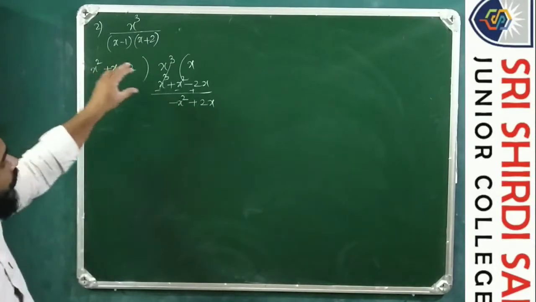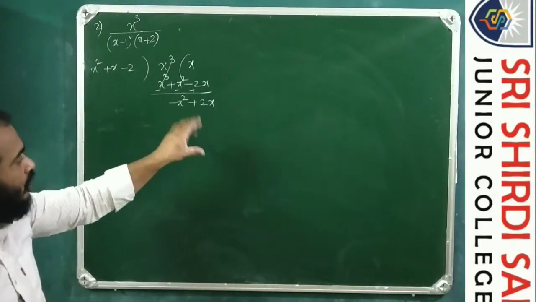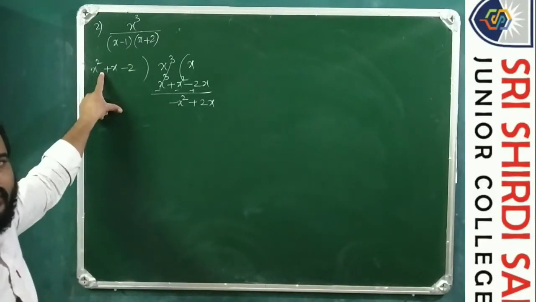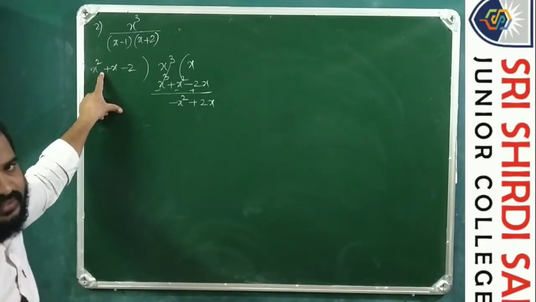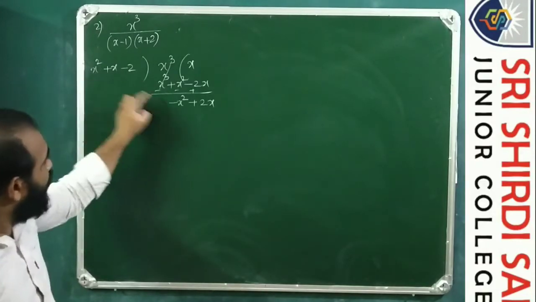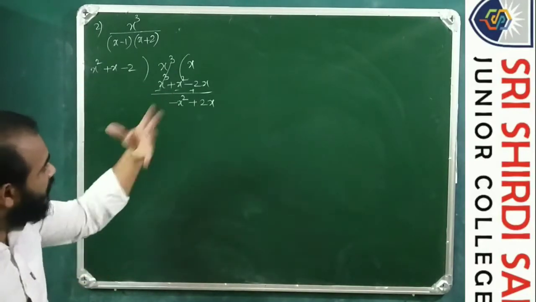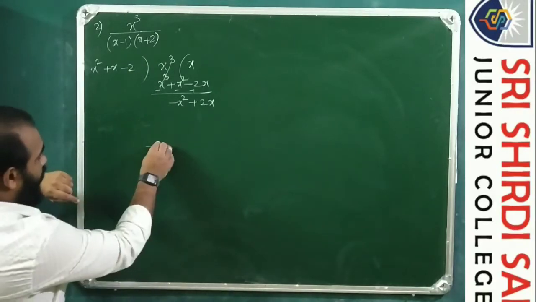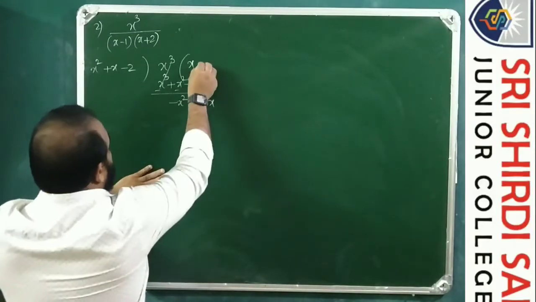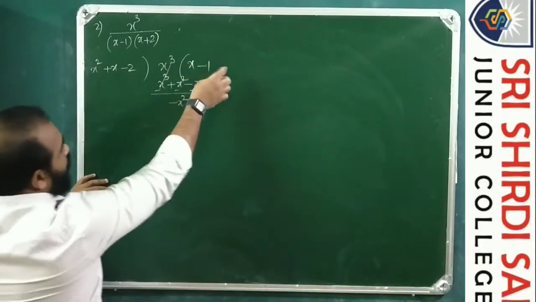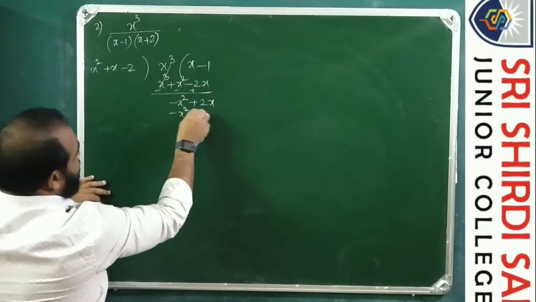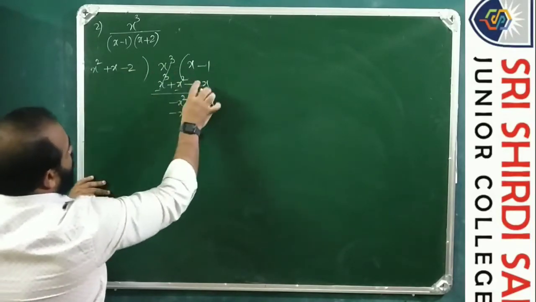So further division is possible, because the degree of the remainder should be less than that of the divisor. But here the degree of both of them is equal, therefore further division is possible. So minus x square by x square, so minus 1. With minus 1 we have to proceed. Minus 1 into x square, minus x square, minus 1 into x, minus x, minus 1 into minus 2, plus 2.